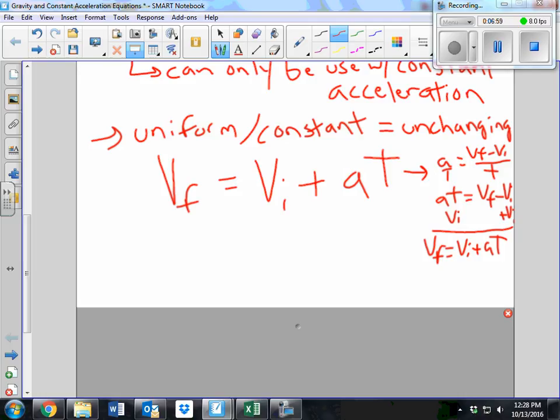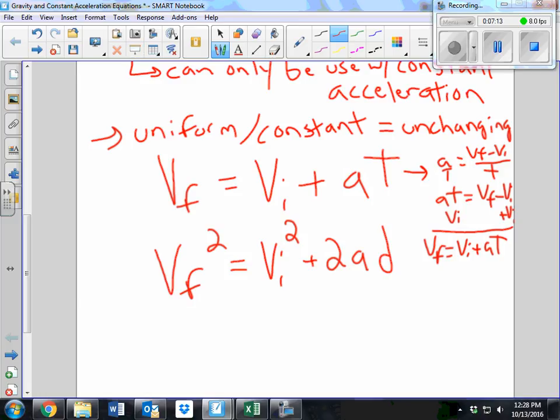Another equation that we can use is vf squared. So final velocity squared will equal my initial velocity squared plus 2 times my acceleration times my distance. And the last equation we can use, which we actually tend to use a lot, is distance equals my initial velocity times my time plus my acceleration times my time squared divided by 2.